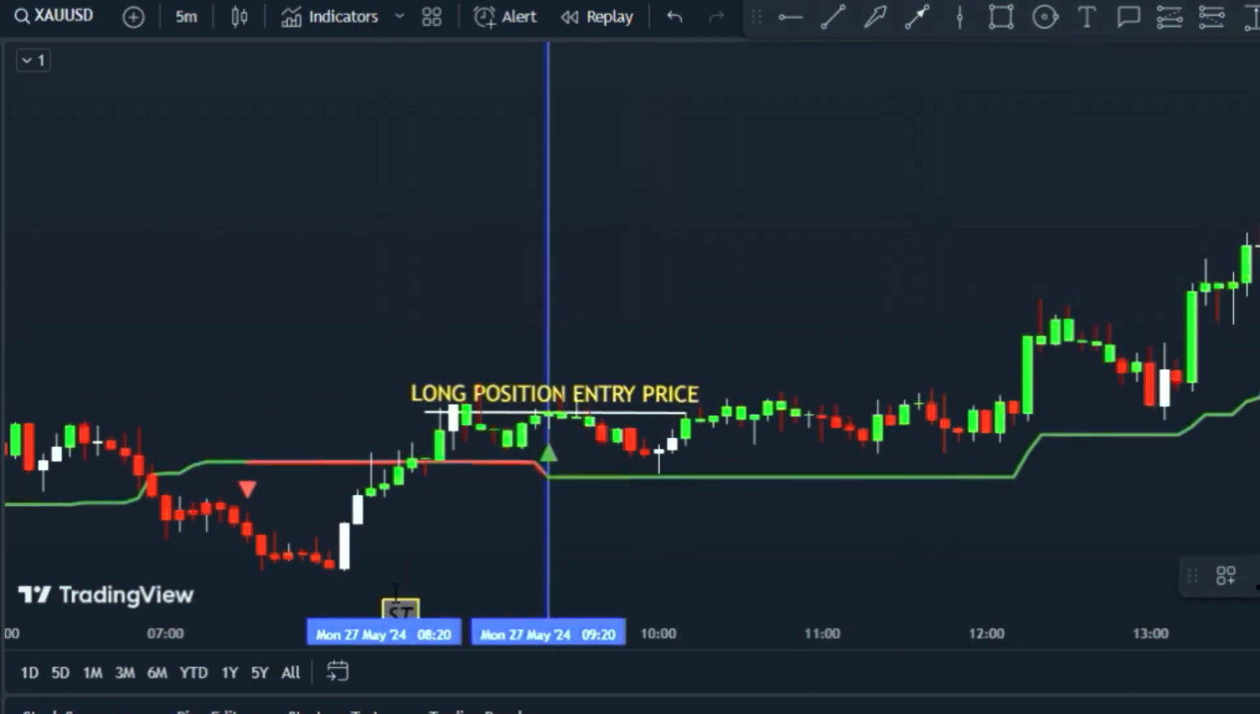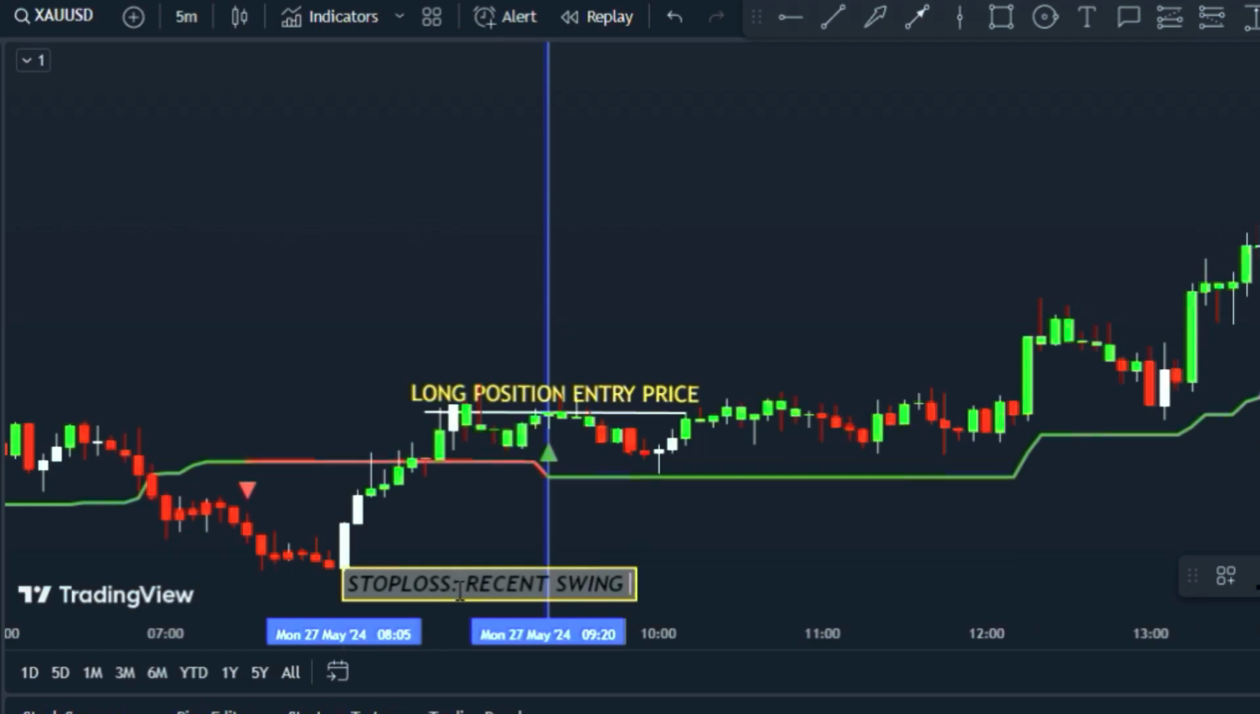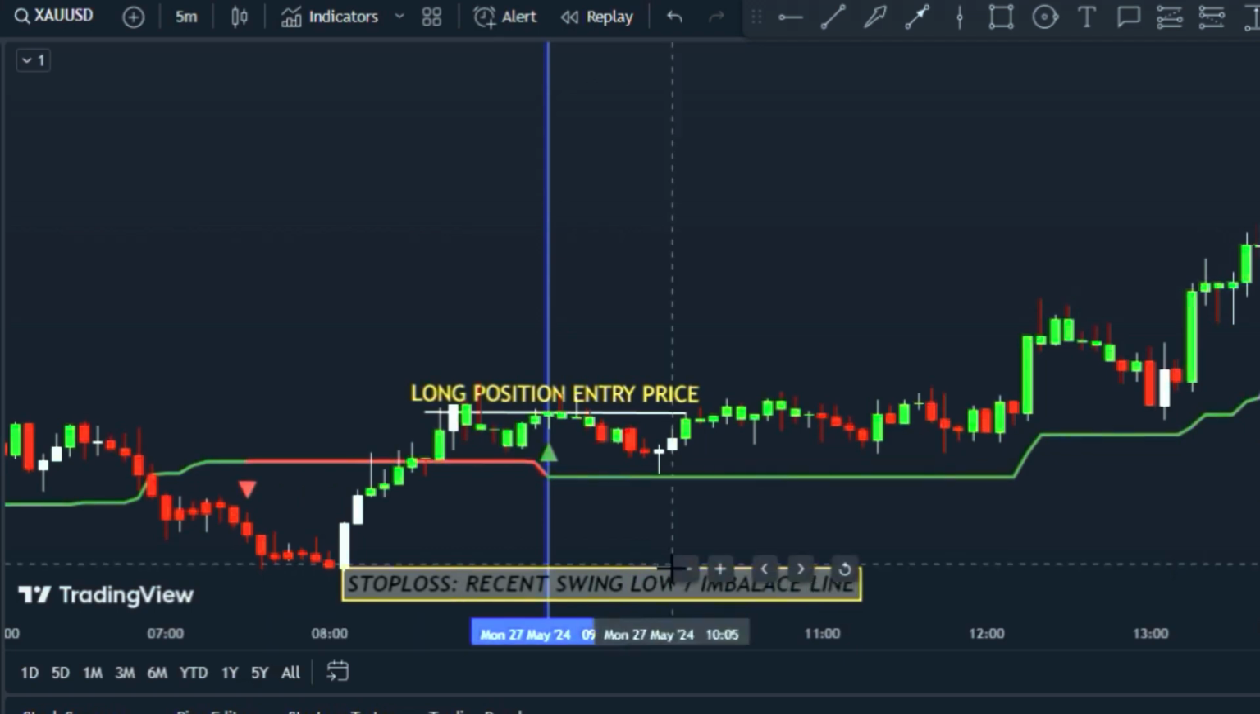Once the long trade is live, it's time to secure it with a stop loss. Place it below the recent market swing low or beneath the Balance Algo line. This will help minimize the impact of unexpected market moves.